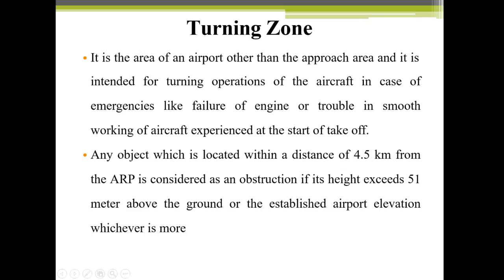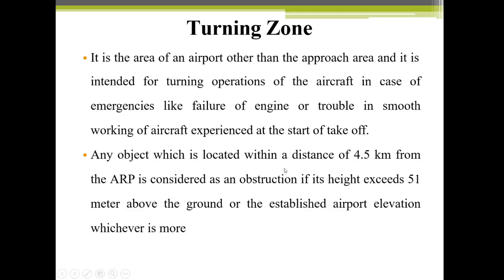Turning zone is the area of an airport other than the approach area, and it is intended for the turning operations of the aircraft. The name itself tells us that it is the zone where the aircraft can be turned. It is used in case of emergencies like failure of engine or trouble in smooth working of aircraft experienced at the start of the takeoff. So if there is any emergency, then when the aircraft needs to take some turning operations, the area of an airport other than the approaching area is called as turning zone.